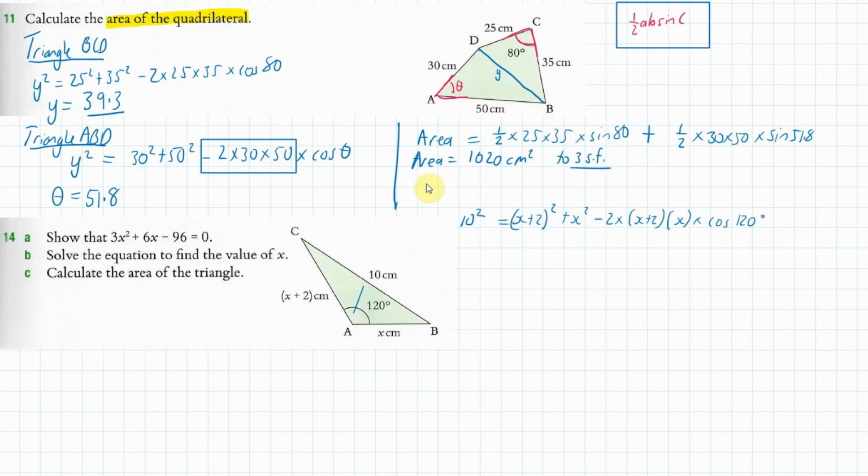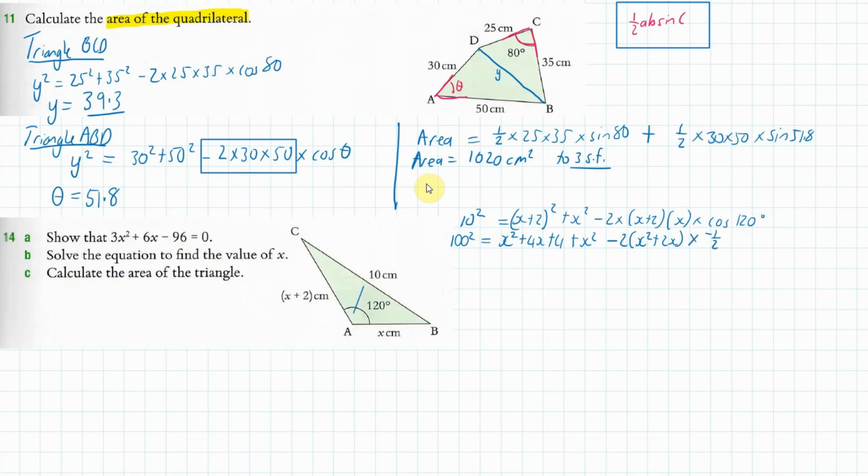Now let's see what this looks like in our next line. We've got 100 equals, and I expand that bracket, x squared plus 4x plus 4, plus x squared, and then I'm going to have minus 2 into x squared plus 2x. I'm just going to do this step by step now. Cosine 120 is equal to negative 1/2 times negative 1/2.